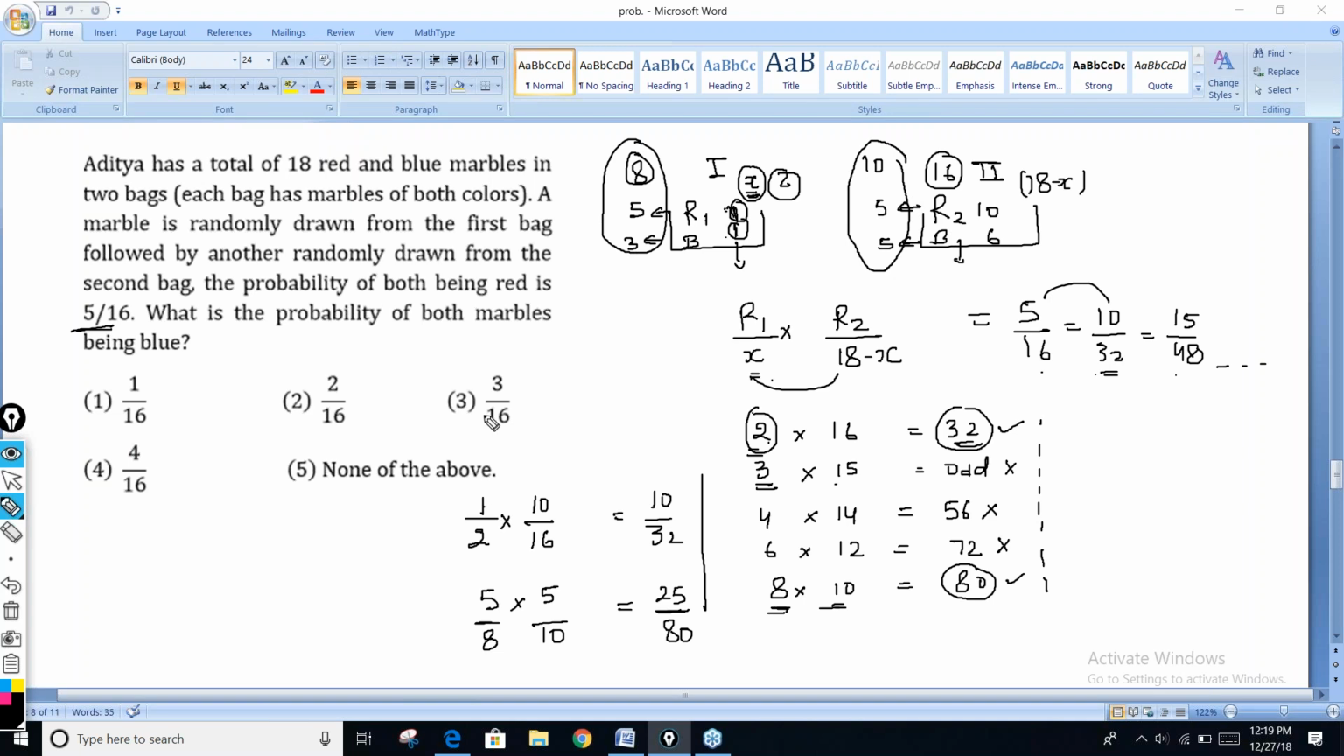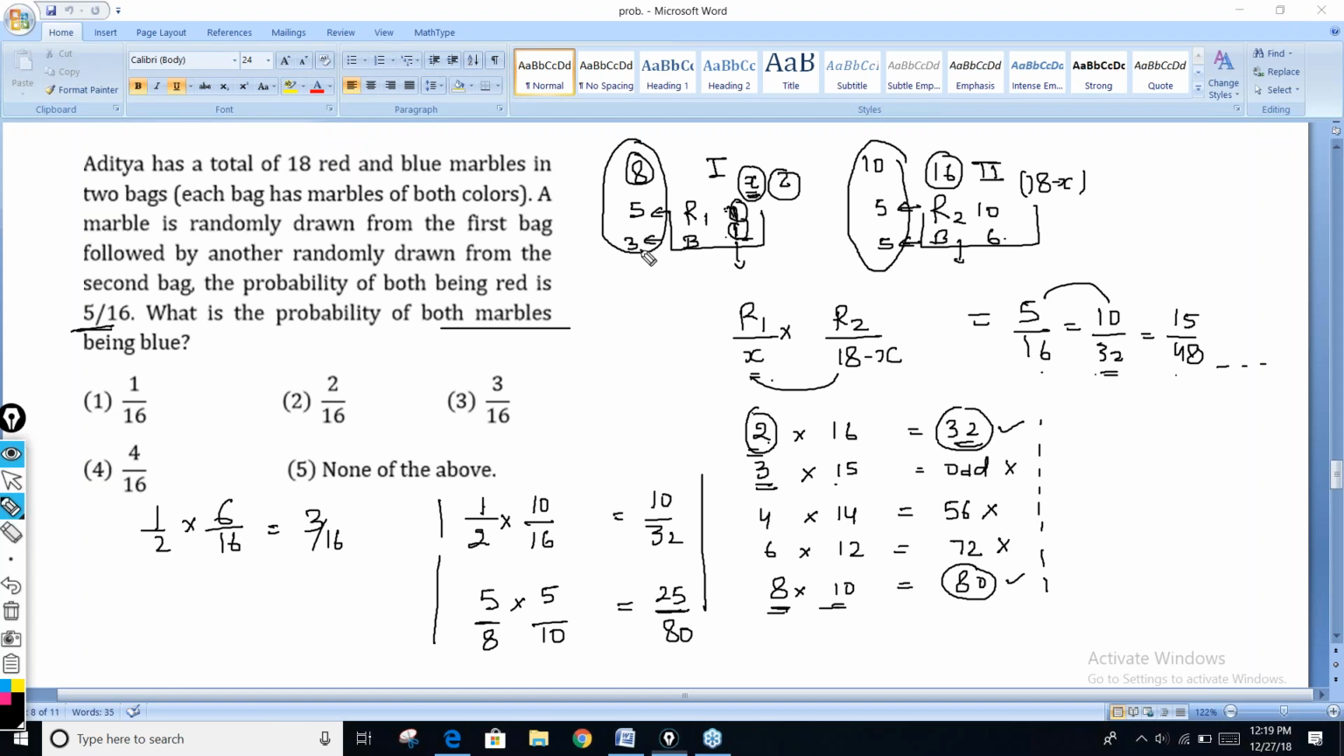So two cases. Now the question says what is the probability that both the marbles are blue? So what is the probability of getting a blue? 1 by 2 if I take the first case, and 6 by 16. What is the answer I'm getting? I'm getting 3 by 16 in the first case.